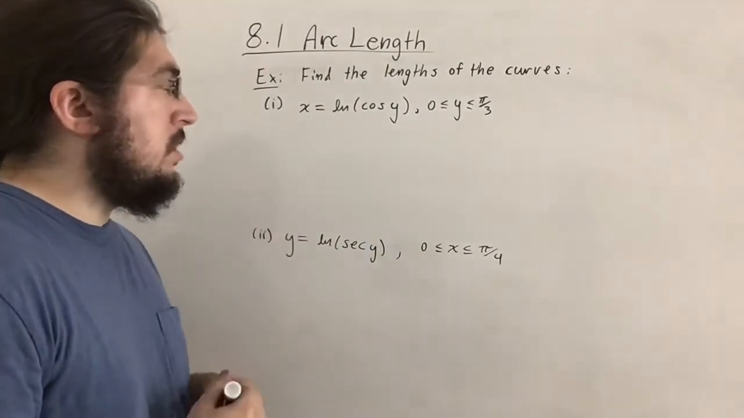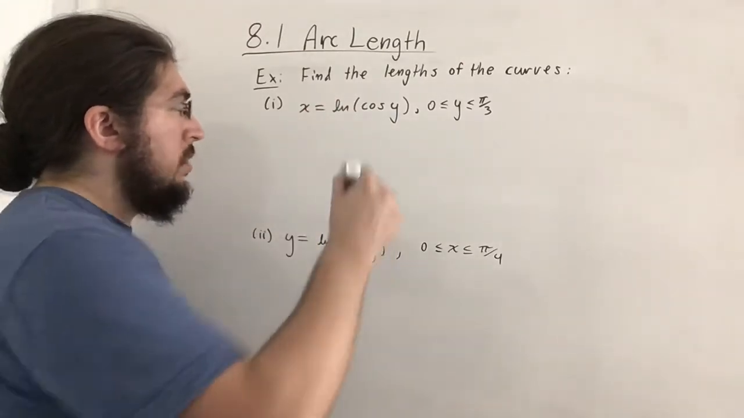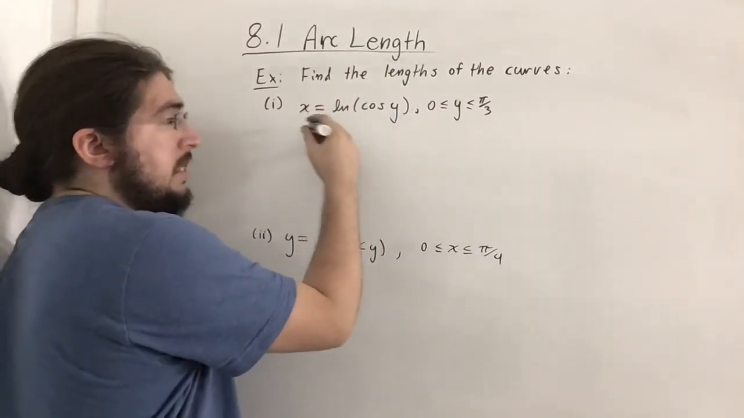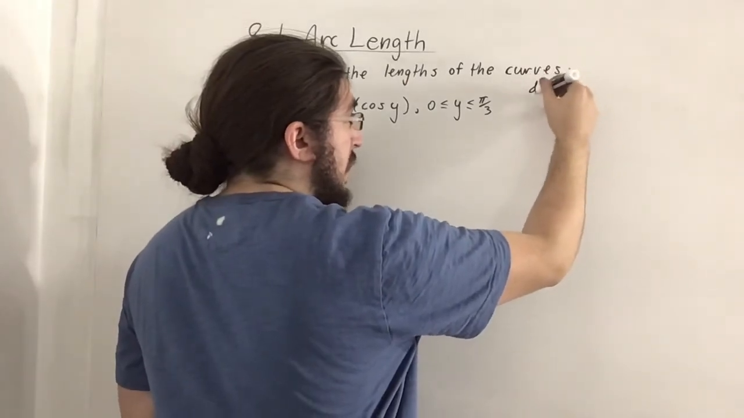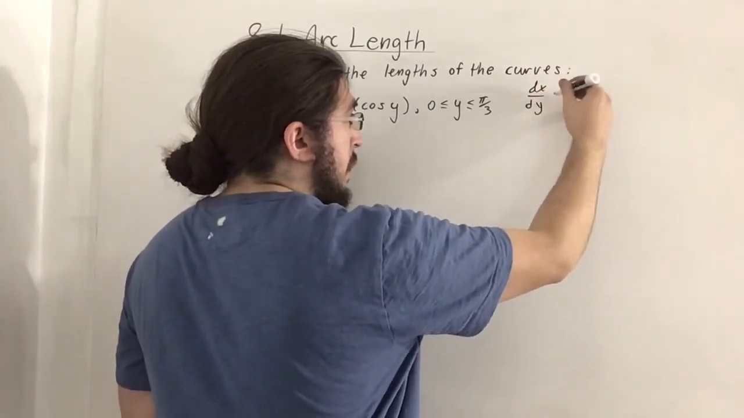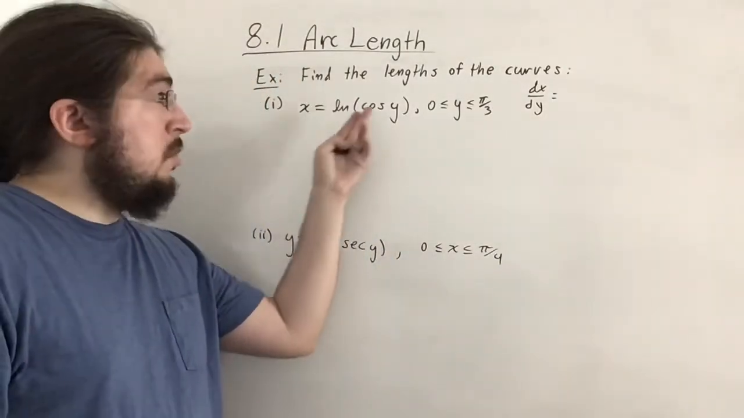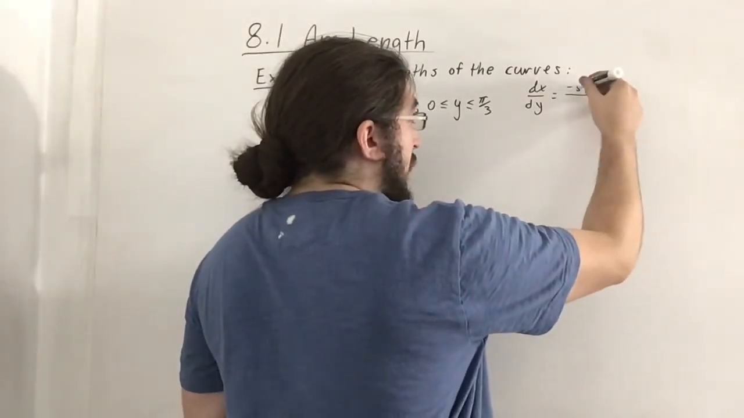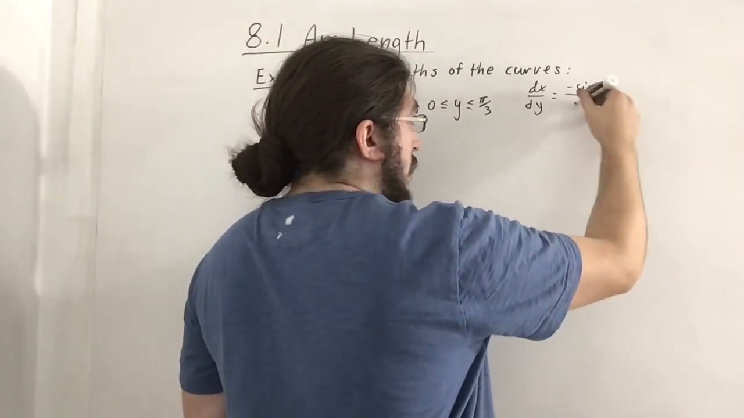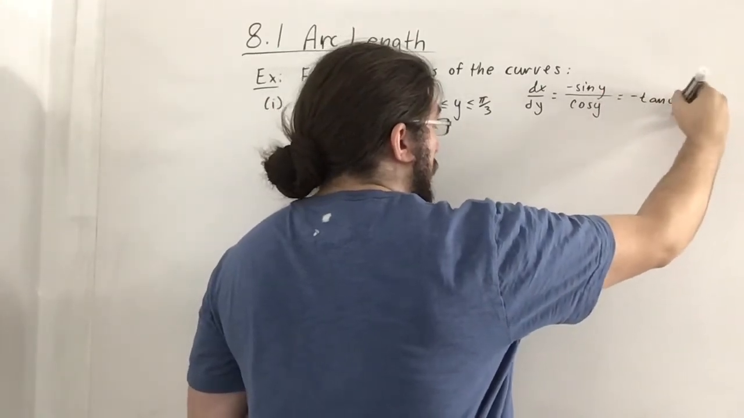So the first thing I want to do is find the derivative of this function here. Notice that in Leibniz notation that would be dx over dy. So first we want to find dx over dy. Now if you recall, the derivative of ln of anything is the derivative of the inside over the original inside. So the derivative of cosine is negative sine of y, over the original inside, cosine of y, and this is just negative tangent of y.